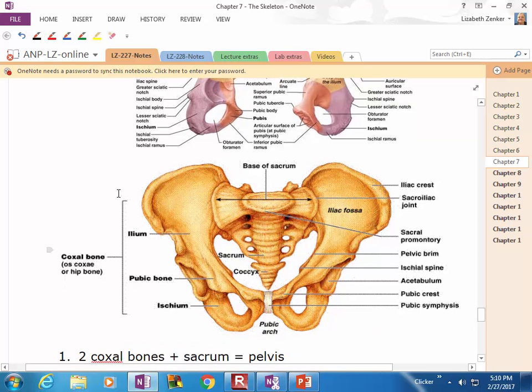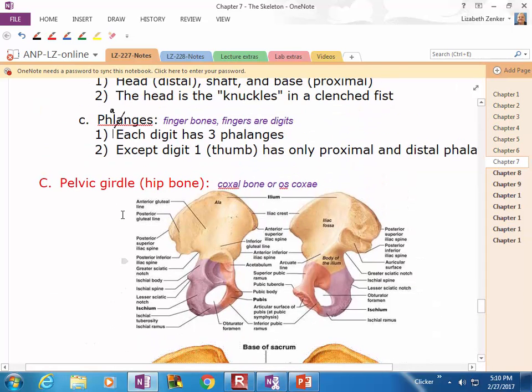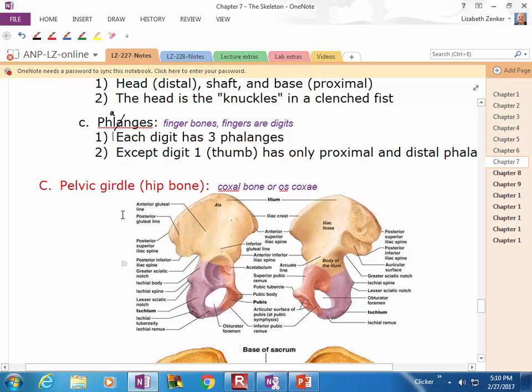There's a lot to talk about on the coxal bone. Briefly, let's just say this to help anybody out before they go into their eval tonight. We have the pelvic girdle, aka hip bone, aka coxal bone, aka os coxa. All of those are synonyms. So if you see the term os coxa, coxal bone, pelvic girdle, or hip bone, they're all talking about a single bone, okay?